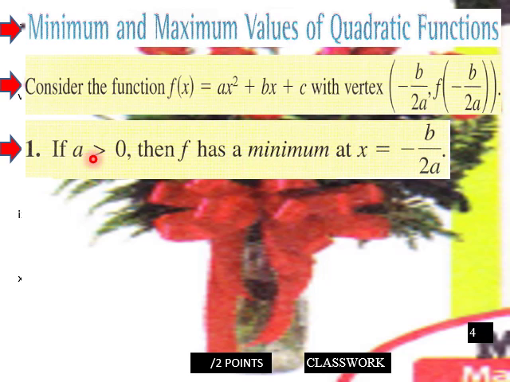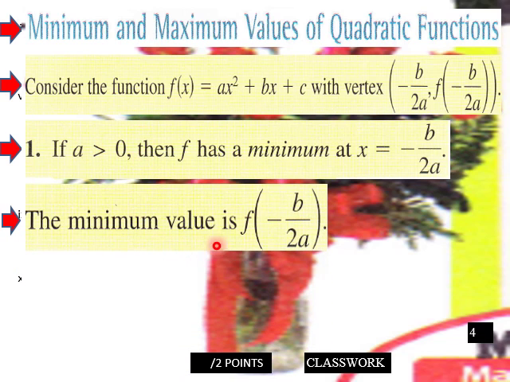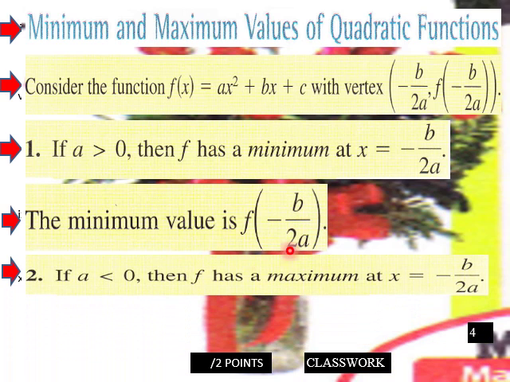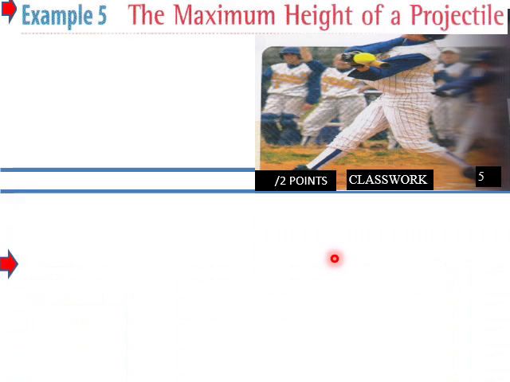It has a min. If a is greater than 0, then the min value is f of negative b over 2a. If a is less than 0, then f has a max at x equals negative b over 2a. So the max value is f of negative b over 2a. Okay, let's take a look at one of these.